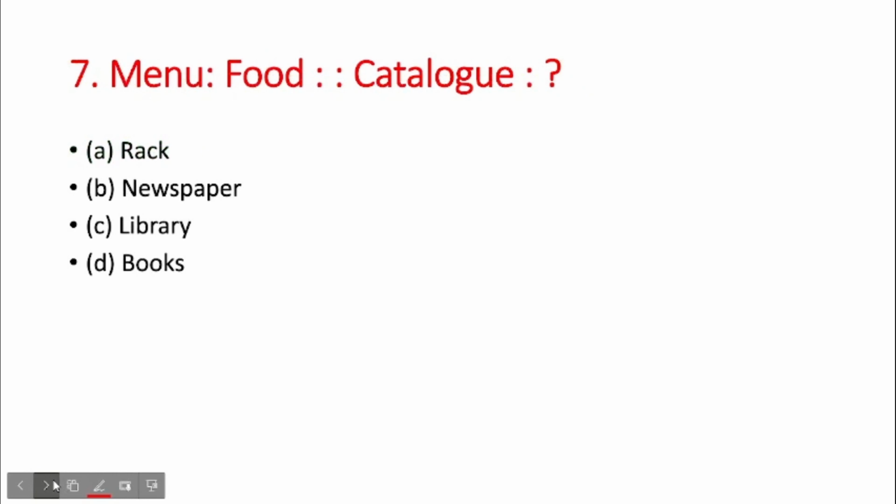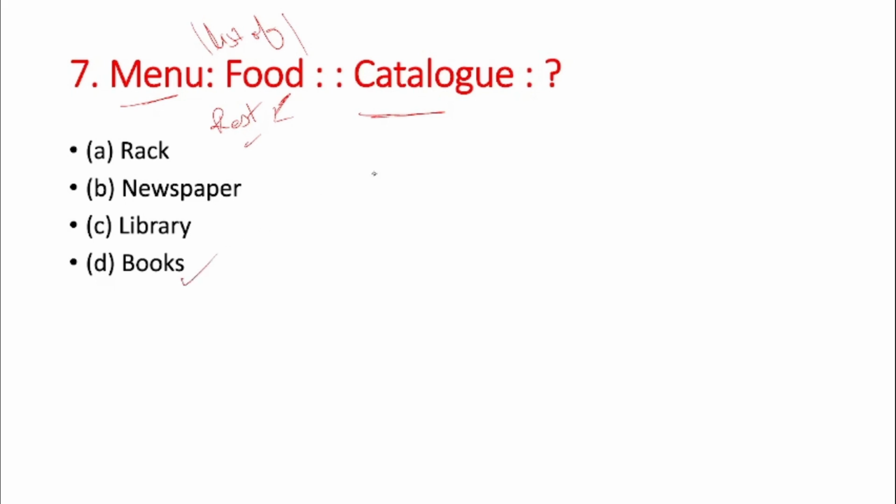Menu, food; catalog, what? A menu consists of a list of foods. So when we go to a restaurant, we will find a menu, right? And that menu consists of the list of foods available in that restaurant. Similarly, a catalog should contain some list. What list can it be? A catalog can contain a list of books. Catalog means a list of books.